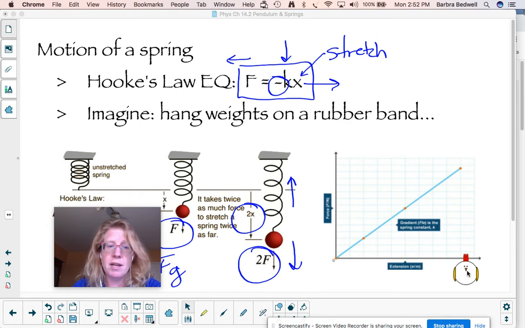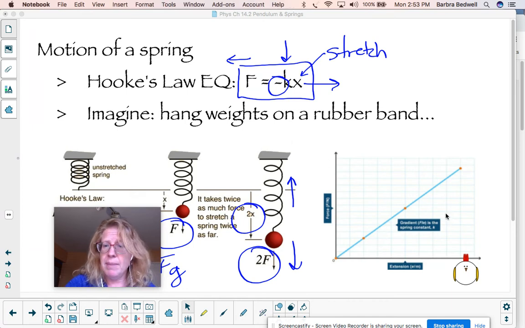Now, Spherical Chicken says, you guys know with a rubber band that if you stretch it too far, it will eventually break. Or with a metal spring, if you pull it too far, it'll eventually distort. It'll just bend out of place. So this linear relationship is only over a very narrow range of X values, of stretch values.